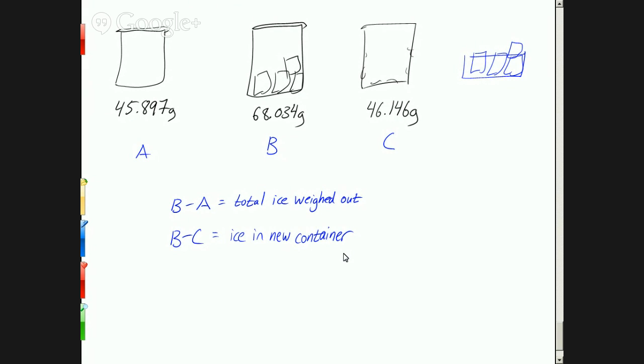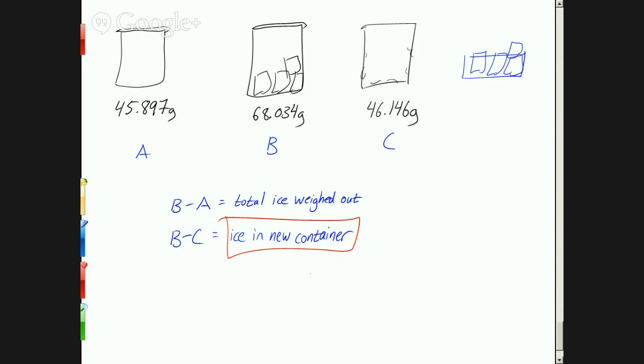Yeah, so this is really the number that you want. This is the important number: how much ice actually made it into that container. So the original is just so you have a sense of how much you're putting in. This is what you actually want to know to do the calculation. How much ice actually made it into the container.